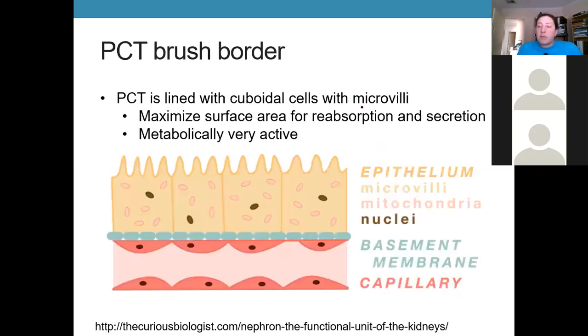All right, so the proximal convoluted tubule has cuboidal cells that have microvilli. Remember that microvilli are all about increasing surface area, and in this case, it's mostly for reabsorption. That's what we call it when we're removing things from the fluid that is going to become urine. It's not absorption because it was already in our blood and then it filtered out and now it's coming back in again. So it's reabsorption, okay?